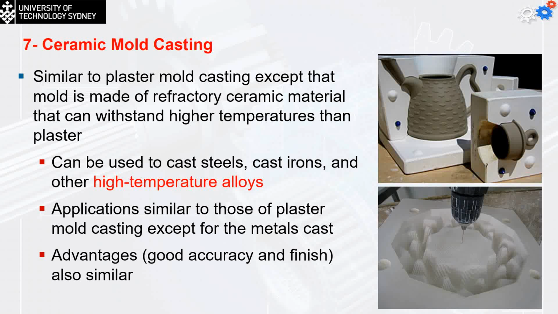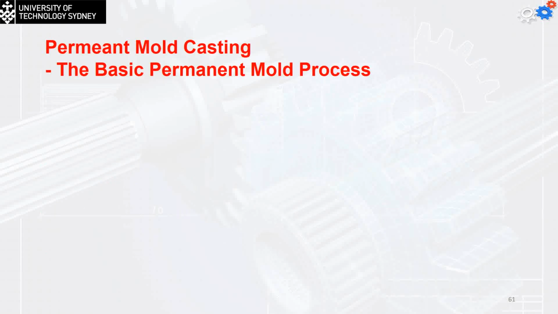Now the other type: with all the 7 types we talked about earlier, we have to break the mold to take out the parts. With permanent mold casting, we can use it multiple times. The basic permanent mold processes are using a metal mold. All of them are going to use a metal mold. The molds are going to be used for casting lower melting point alloys.